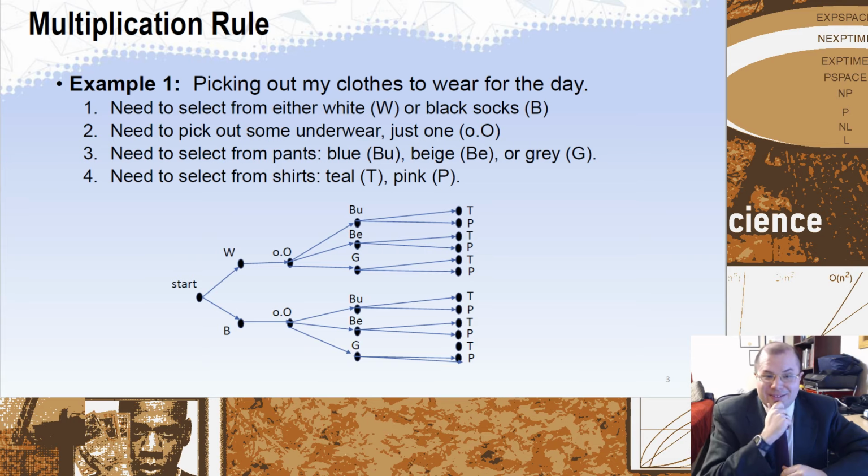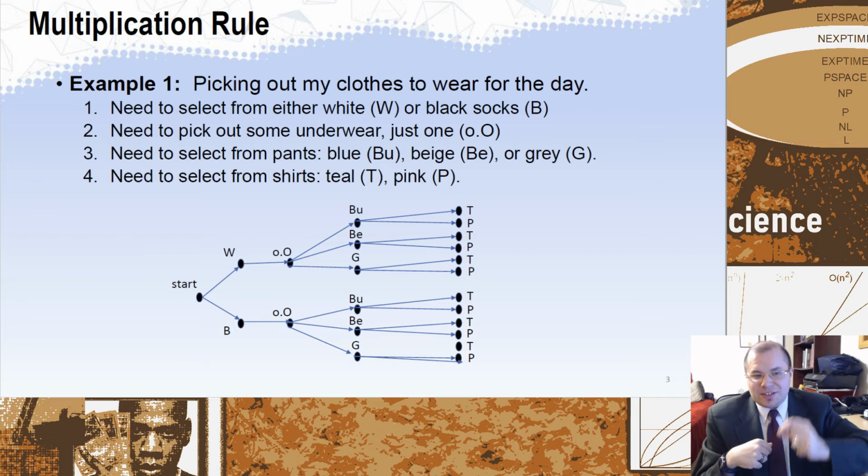So anyways, if I were to go out and pick each one, notice that each one of these is a sequence of choices. In the first one of my options here, think of this as the first operation, I need to select either a white pair of socks or a black pair of socks. So that's the first step.